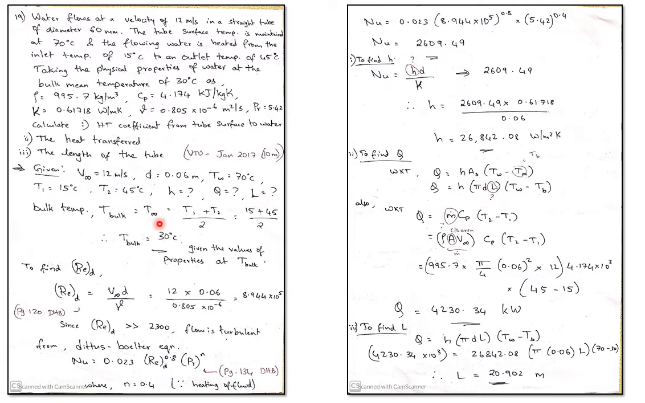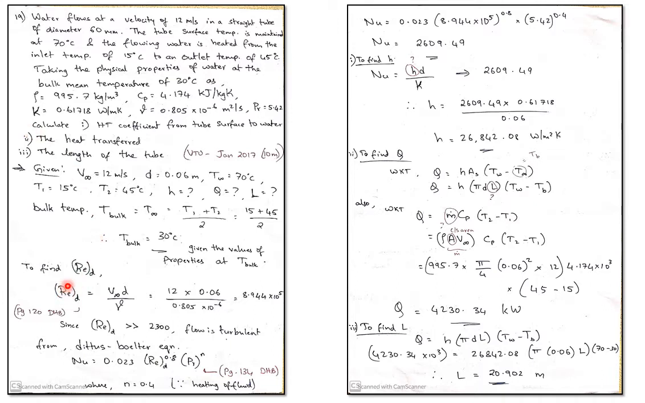The first step is to find the bulk mean temperature, that is T infinity, T1 plus T2 by 2, the average of the fluid temperatures, to find the given properties at bulk mean temperature. Since he has given them in the question, there is no need to find them again from the data handbook.